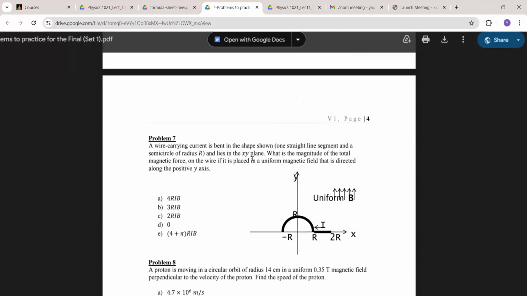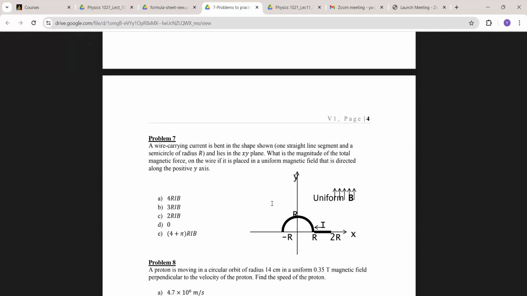I had this question. A wire carrying current is bent into the shape shown, one straight line segment and a semicircular arc, and lies in the XY plane. What is the magnitude of the total magnetic force on the wire if it is placed in a uniform magnetic field that is directed in the Y direction? Okay.